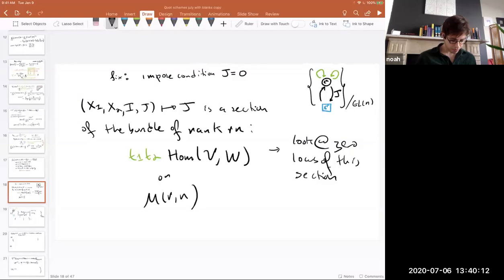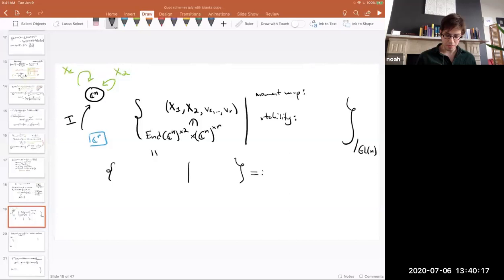So what happens? I have the same data as before. I have x1, x2. Now I've collapsed CR into R different vectors. And again, I have some moment map condition. Now that my J is equal to zero, the moment map condition is just that these matrices x1 and x2 commute. And stability tells me the same thing as before, that if I apply all polynomials in x1 and x2 to the span of my vectors vi, then I generate everything that sits at my gauge node Cn.